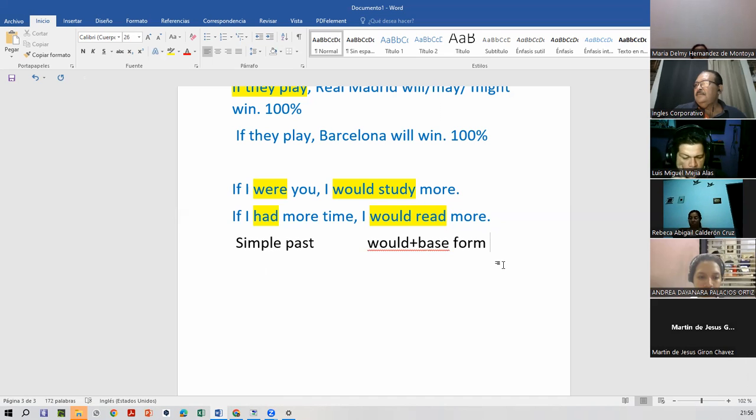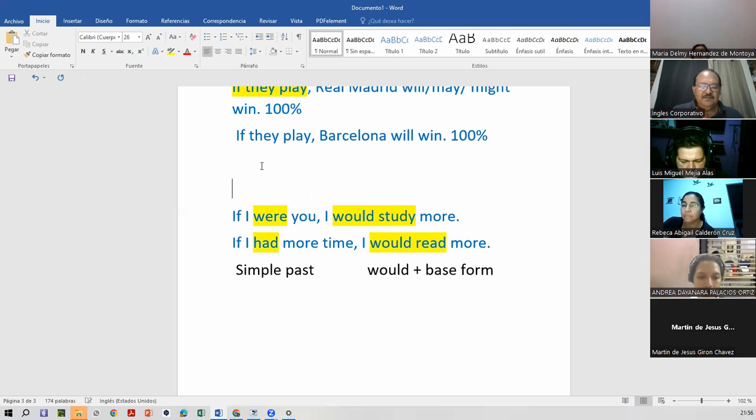Is the lesson part you will lead in practice? Yes, Martin. Nothing, teacher. Ah, okay. So then you say I will read more. If I had more time, I would read more. But here, this is what they call contrary to the fact. Okay, this is lo contrario a la realidad.